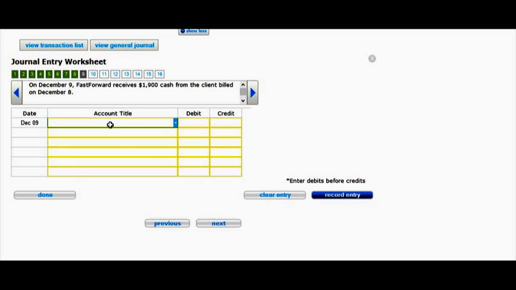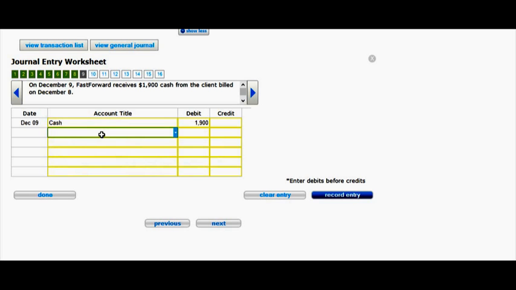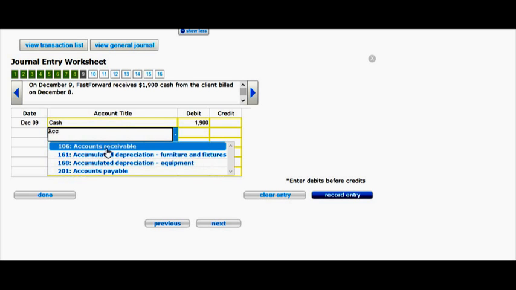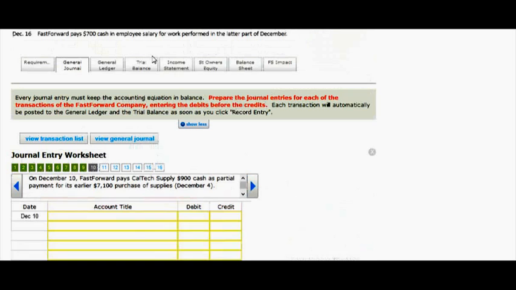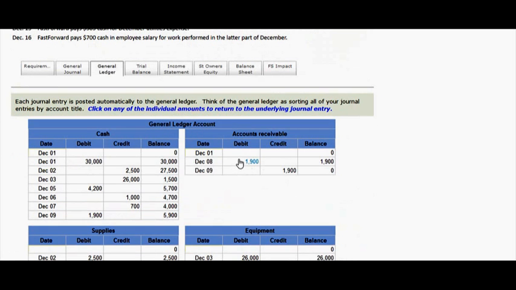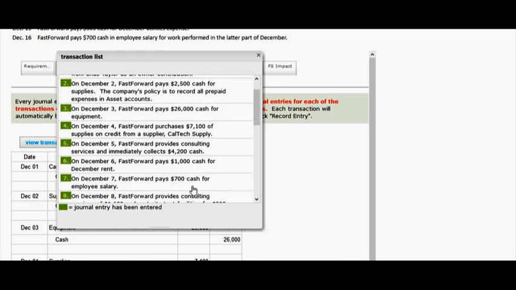Receives cash from the client billed. So you know cash goes up by $1,900. And it helps if you type it in. And the other side of it is going to be accounts receivable. The company sent a bill and got paid. And again, if you go to your general ledger, you can see accounts receivable had a debit balance of $1,900. Just got the money, so it's got a zero balance. And let's go back to our general journal. View the transactions.